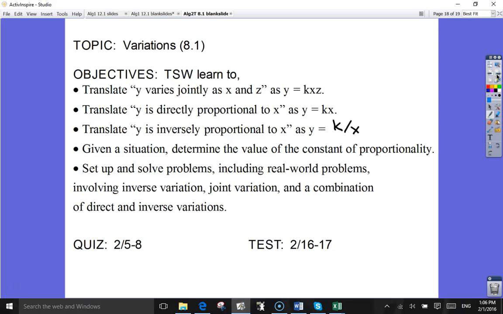That's it. So I want to read through these for a sec. Translate. Y varies jointly as X and Z as that varies. So again, I just copied and pasted from the SOLs. You could see how they used directly proportional and inversely proportional. They didn't say varies, but we get the point, right? Determine the value of the constant of proportionality and set up and solve real world problems. Okay.